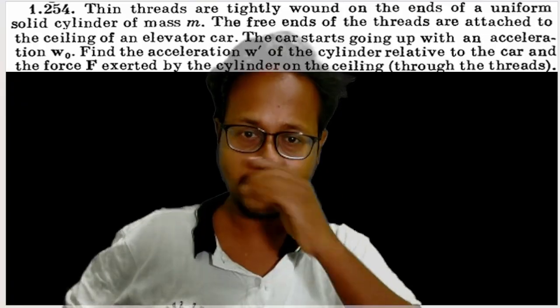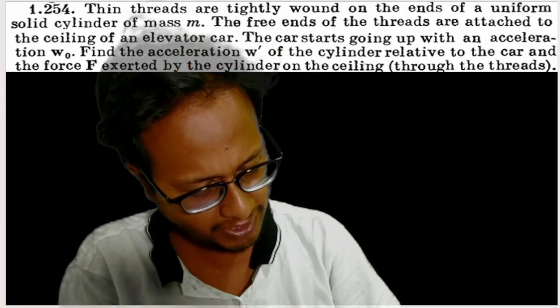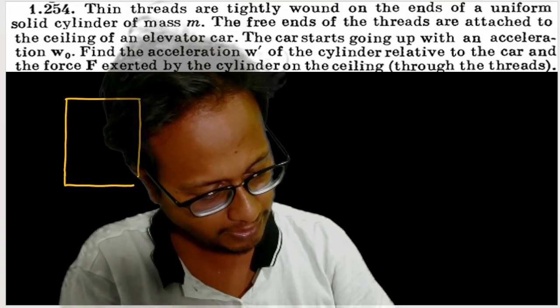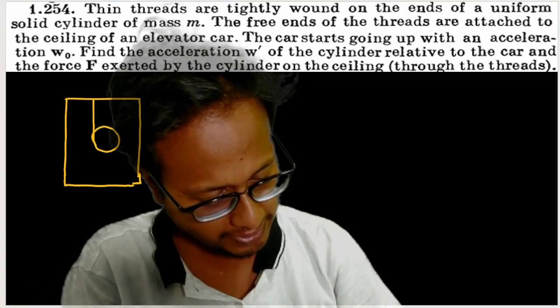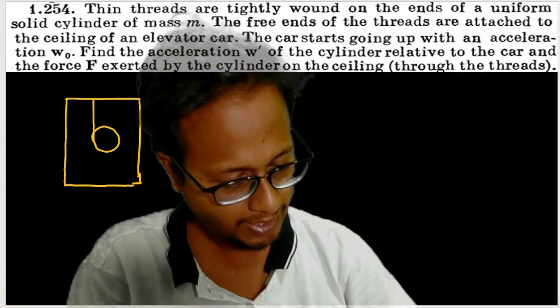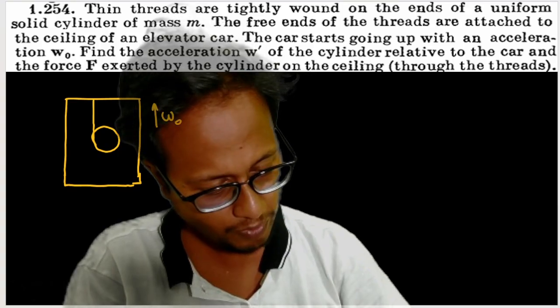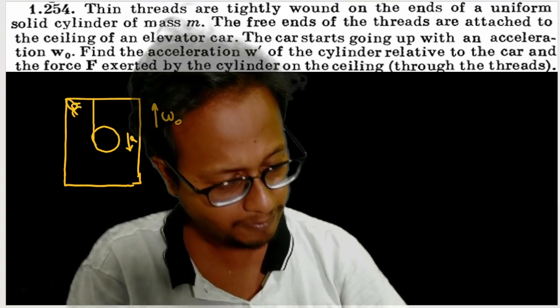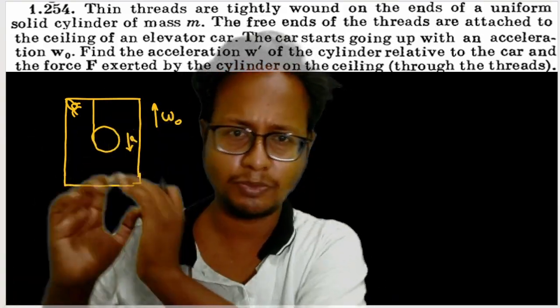Now let us see how we apply the concept of rolling motion to this question. This question is the same as before. There is an elevator, and inside this elevator there is a string, and this string is tied to a cylinder. This elevator is moving up with acceleration W0. We have to find the acceleration of this cylinder with respect to the CCTV outlet. This question is the same as the previous question that I have done.